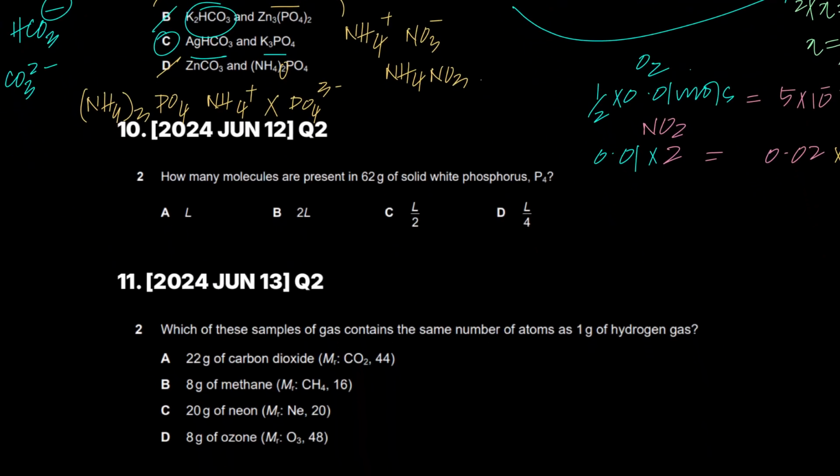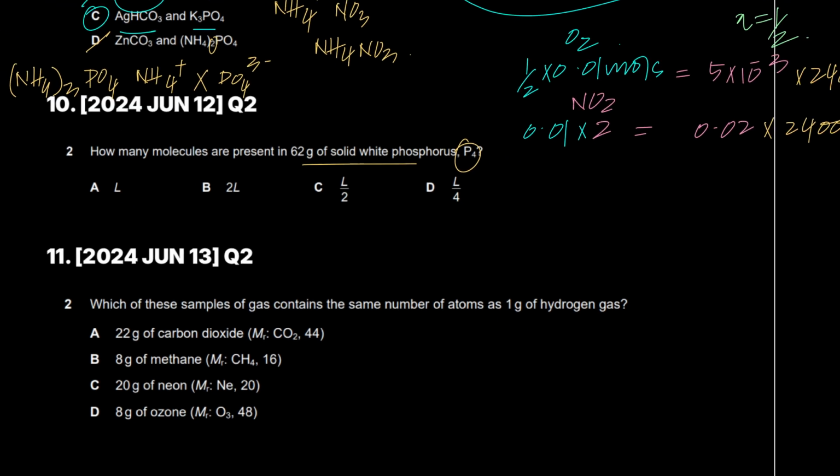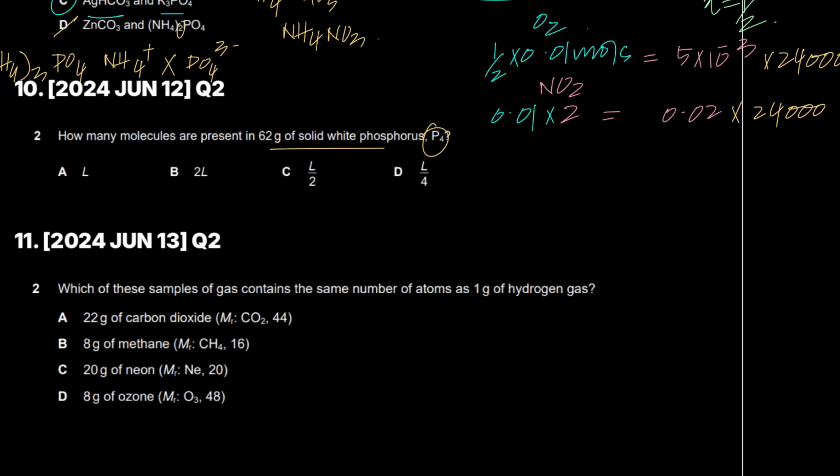How many molecules are present in 62 grams of solid white phosphorus? White phosphorus is P4, right? Israel uses it again in Gaza, which is effectively banned internationally. But okay, I want to find out how many molecules. So first convert the mass into moles, and moles into molecules. Mass equals mole times molar mass. Mass is 62 grams. Moles I need to figure out. Molar mass is 31 into 4.